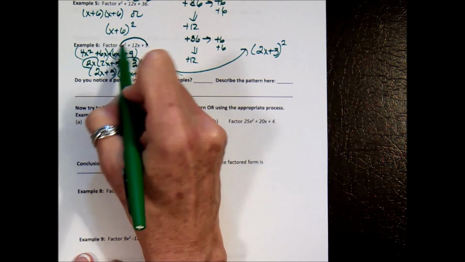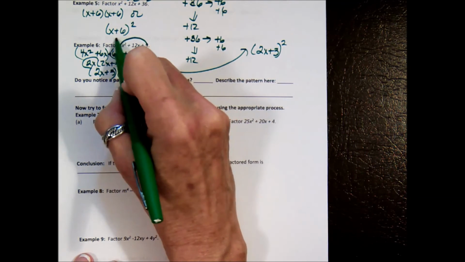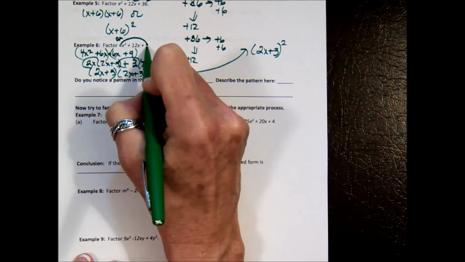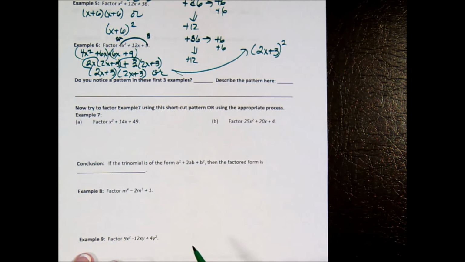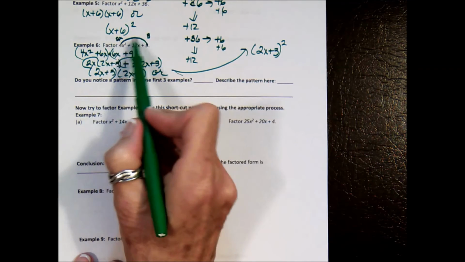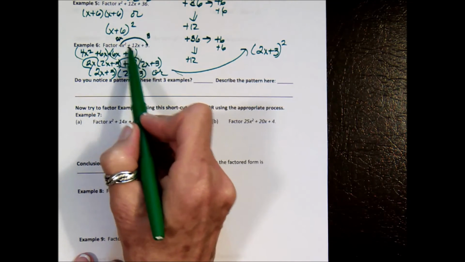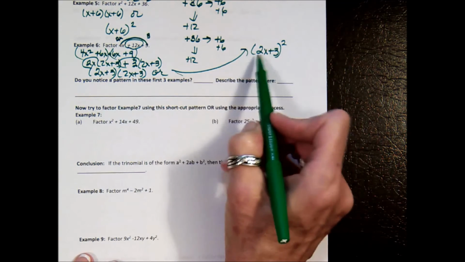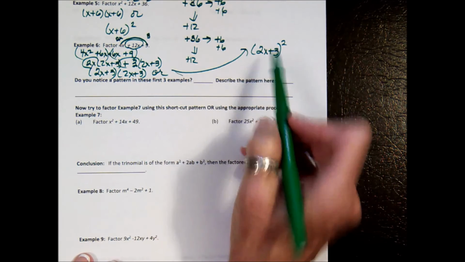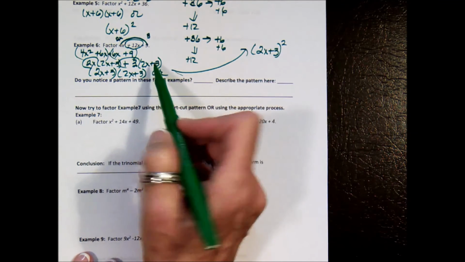4x squared was a perfect square. It was 2x that got squared. 9 is a perfect square. It was 3 that got squared. If I multiply those together, I get 6x, and the middle term is 2 of those. So I knew that it would be that. But you know what? I would just as soon you go through and do the long process.